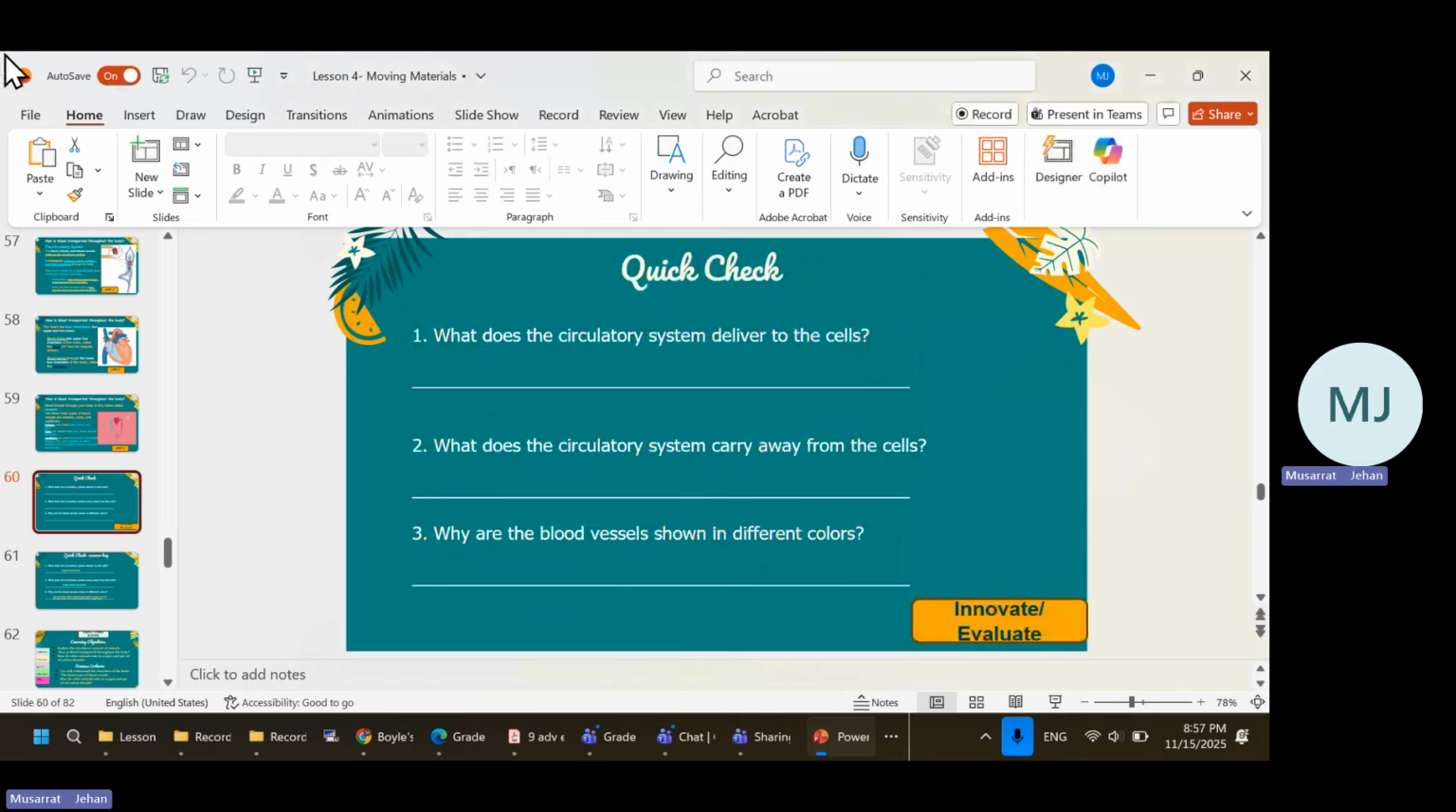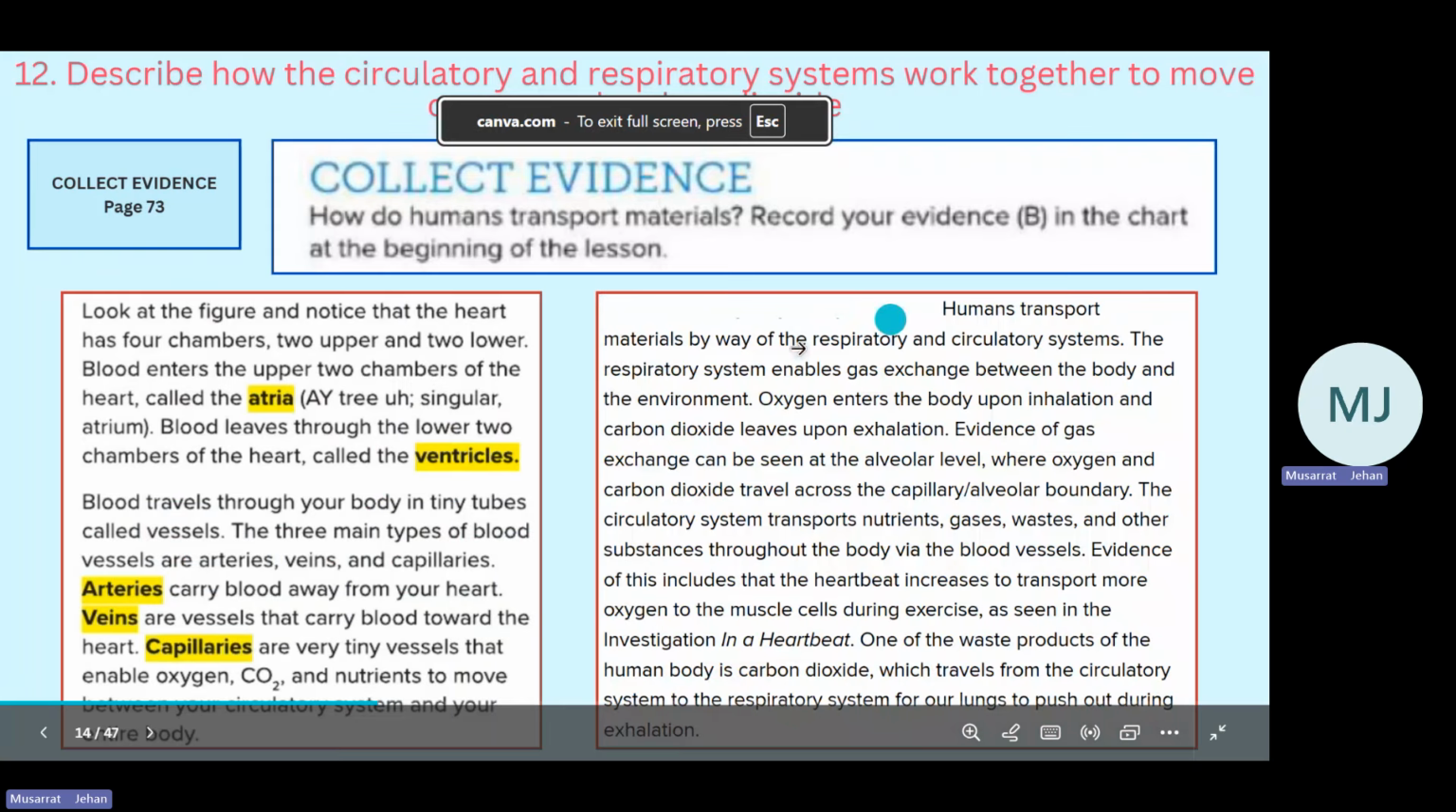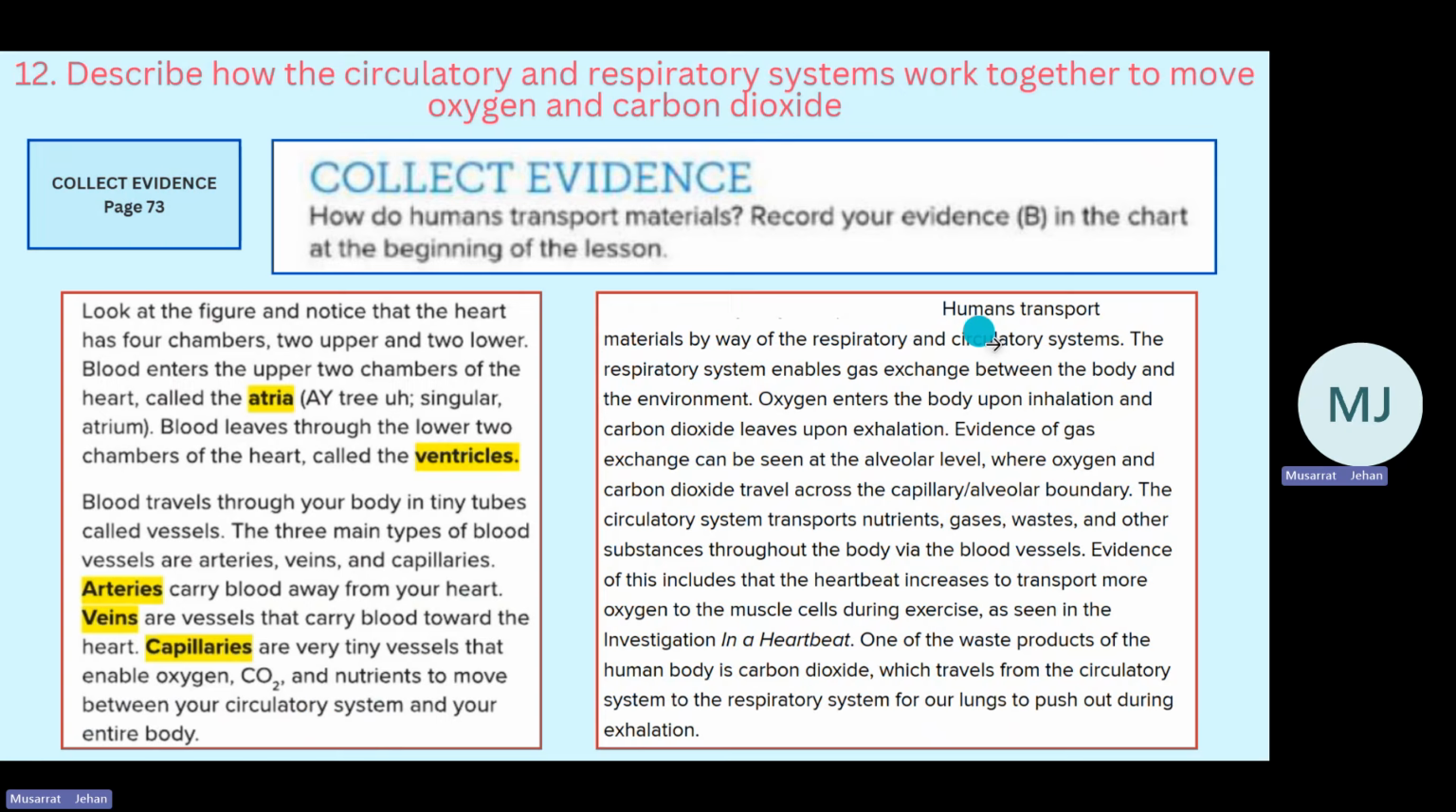Okay, let's come back to this document. So I already told you about the ventricles, arteries, and capillaries. Humans transport materials by respiratory and circulatory system. We just spoke about the circulatory system. The respiratory system is also transporting substances. What is it transporting? Gases. Which gases? Oxygen. Oxygen comes into our body when we inhale air, and carbon dioxide leaves our body when we exhale it. So inhalation is taking in of air and exhalation is removing air or removing carbon dioxide.